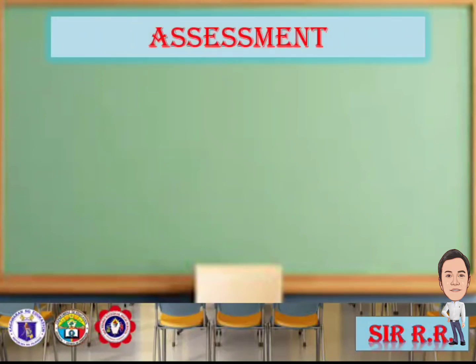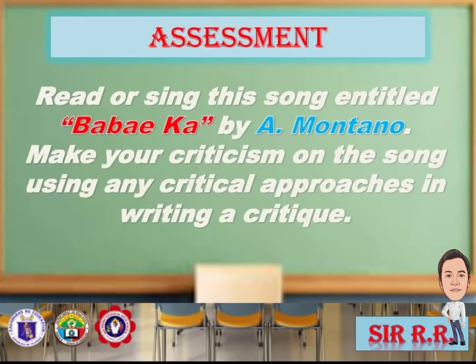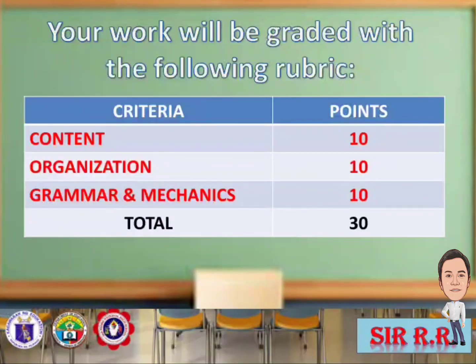For your assessment, I will play a song entitled Babae Ka by A. Montano. You may read or sing this song and make your criticism on the song using any critical approaches in writing a critic. Your work will be graded with the following rubric: content with 10 points, organization with 10 points, grammar and mechanics with 10 points for a total of 30 points.